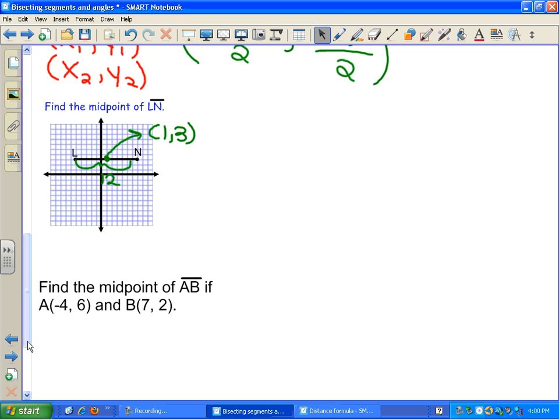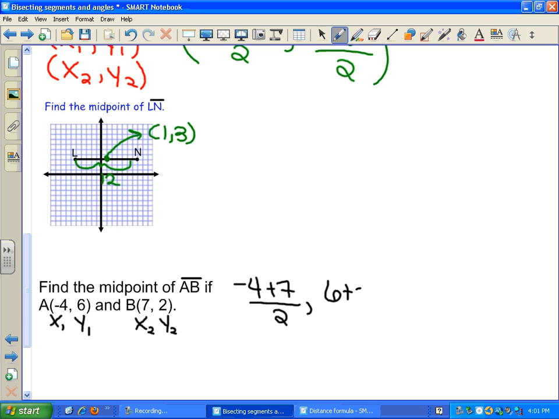So for me to find the midpoint, -4 is my first x, and 6 is my first y. 7 is my second x, and 2 is my second y. So using the midpoint formula, I'm going to add my x's together. So -4 plus 7, and then I'm going to divide by 2. For my y's, I'm going to add them together.